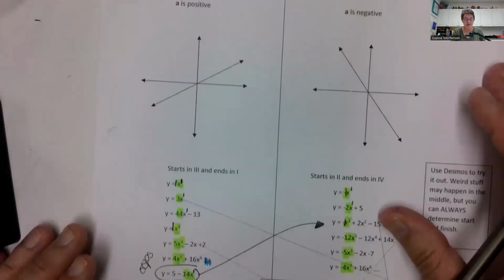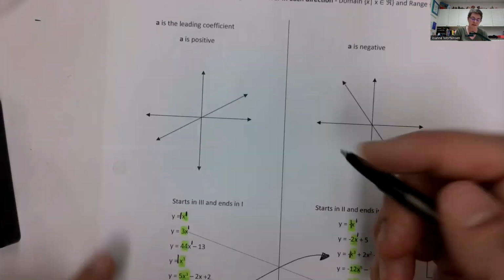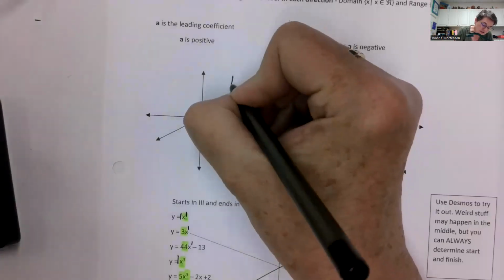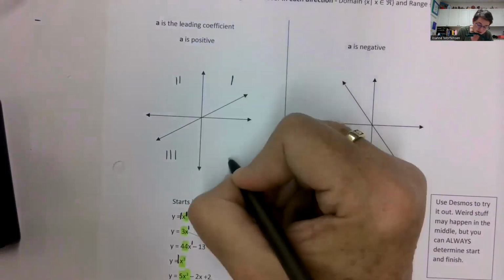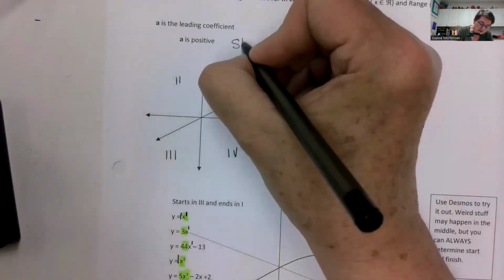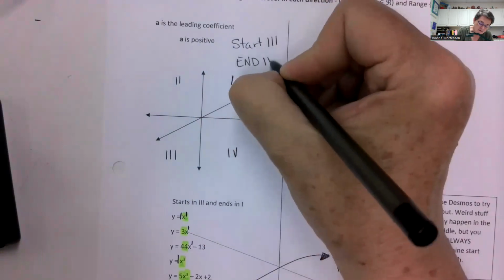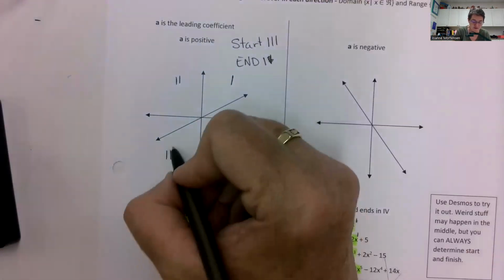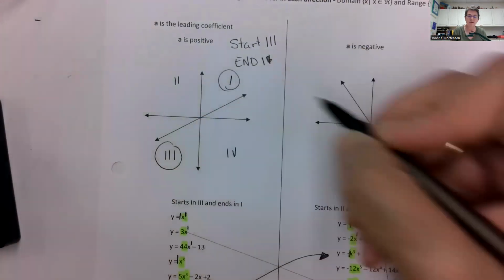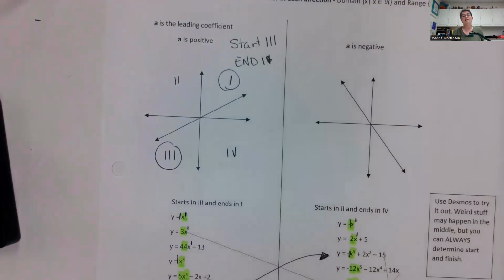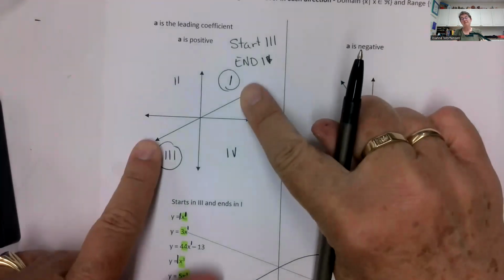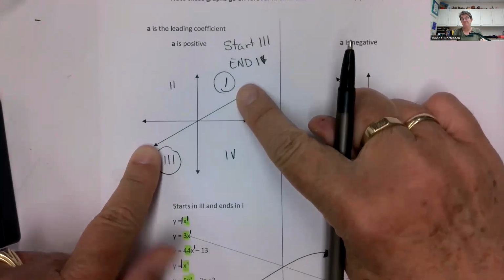So when we're talking about the A, when A is positive, it's going to start in quadrant 3 and end in quadrant 1. So here to here. The cool thing, and I'm going to show you the graphs of all of these in a minute, is it doesn't particularly matter what the equation looks like, as long as it's got an odd degree and A is positive. It's going to start here, end up there. There may be some weird stuff in the middle, I have no idea, but that's what it's going to look like.